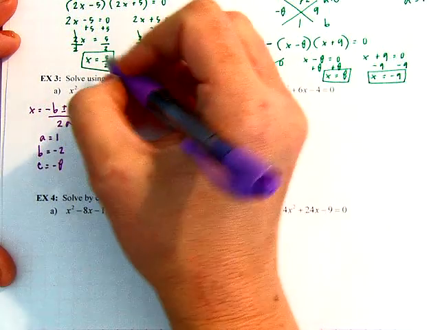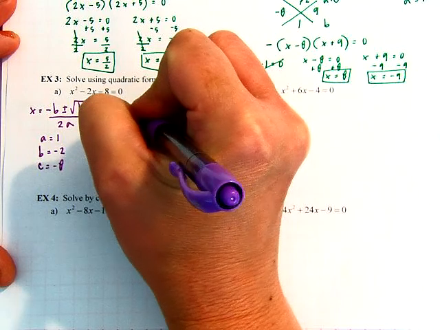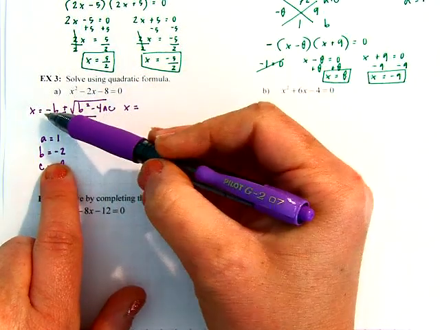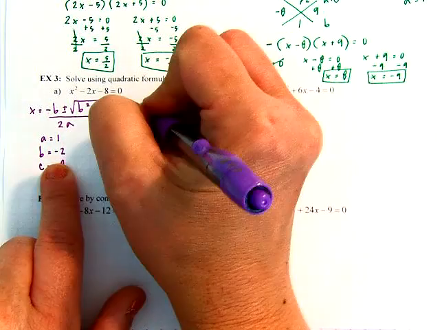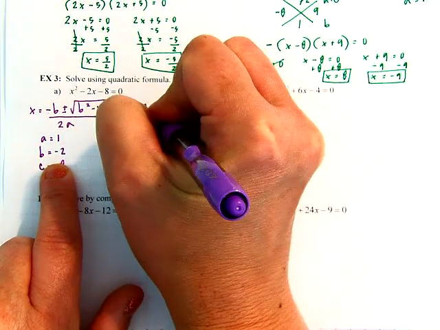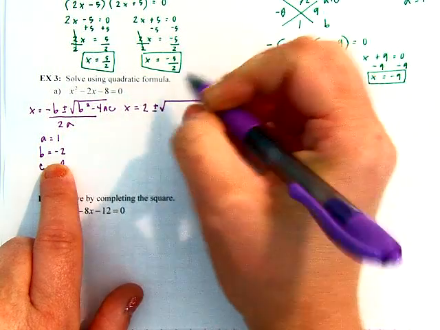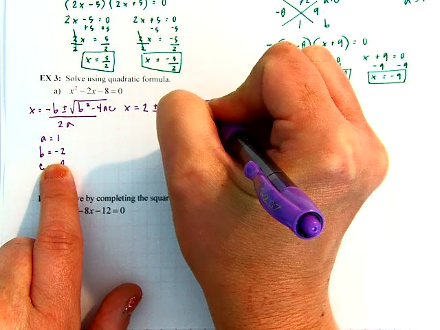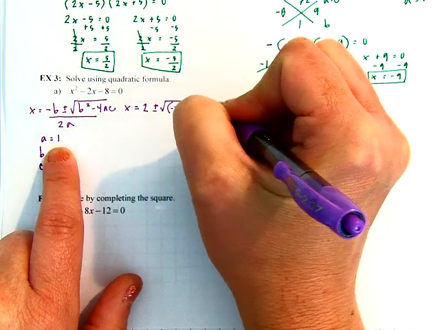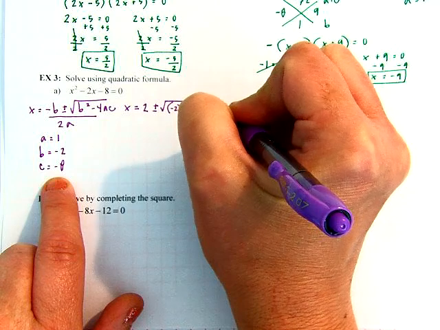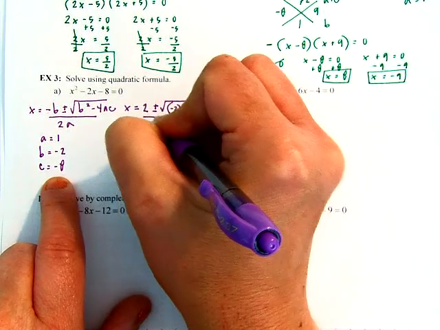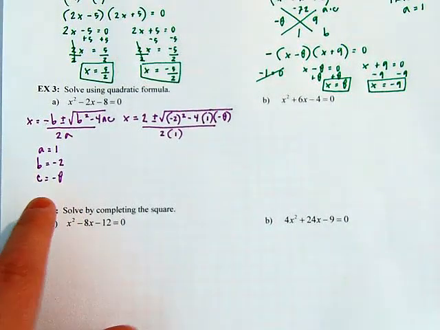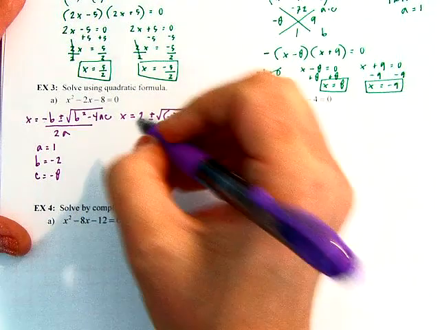So here I have x equals negative b. So a negative times a negative will be a positive. So 2 plus or minus the square root of b squared. So negative 2 squared minus 4 times a, which is 1, times c, which is negative 8, all over 2a, 2 times 1. So here's where I start. And now I just have to work to clean that up.